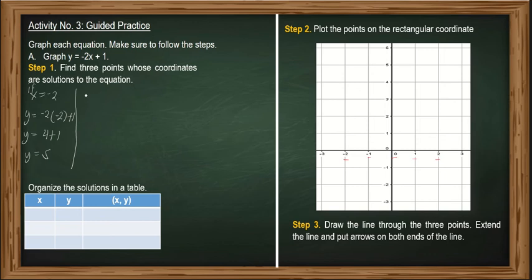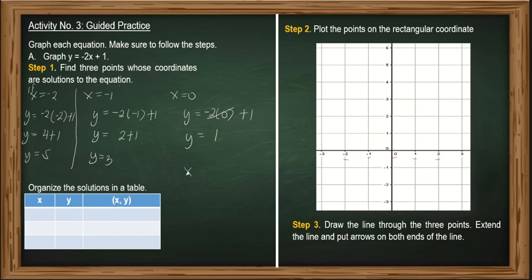Then if x equals -1, we have y is equal to -2 times -1. Do not forget the plus 1 here. So y is equal to -2 times -1, which is +2, plus 1. So y is equal to 3. And if our x equals 0, we have y is equal to -2 times 0 plus 1. So -2 times 0 is 0, so what's left is 1.